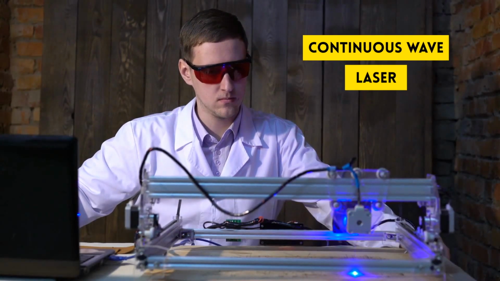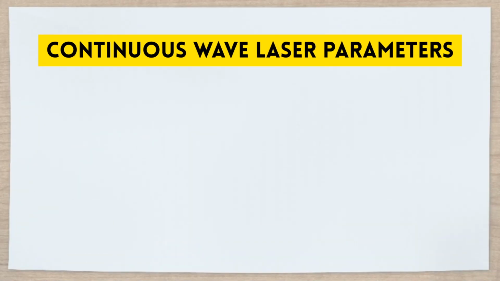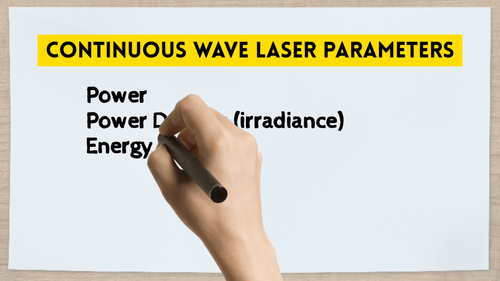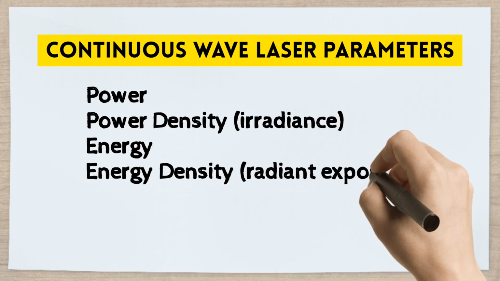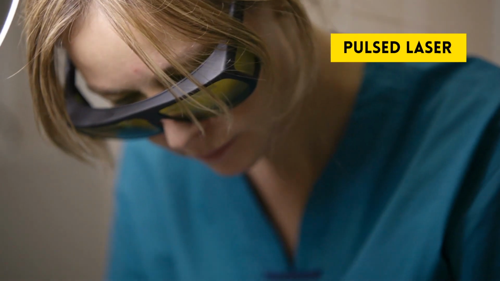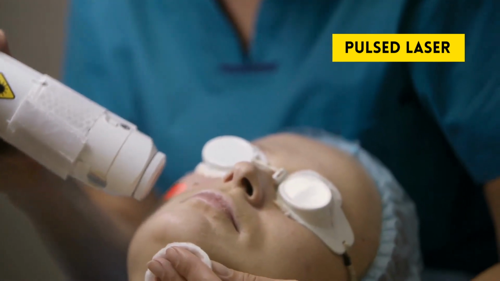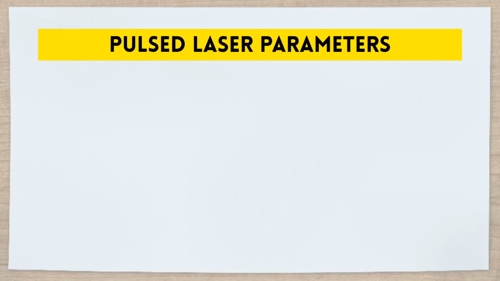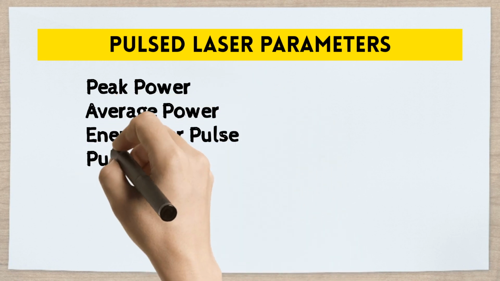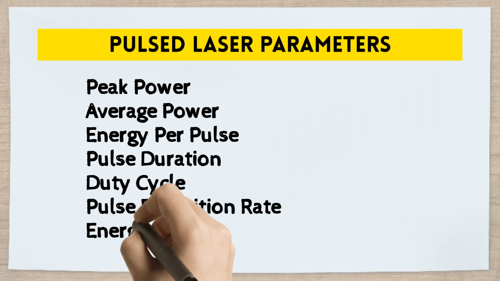Continuous wave lasers are more frequently used in medical and industrial workplaces. A continuous wave laser has 6 different types of parameters including power, power density, energy, energy density, beam divergence, and beam diameter. Pulsed lasers, on the other hand, are what we use the most in dermal therapies. A pulsed laser uses 8 different parameters, which are peak power, average power, energy per pulse, pulse duration, duty cycle, pulse repetition rate, and energy density.